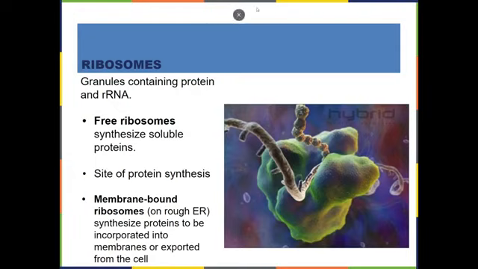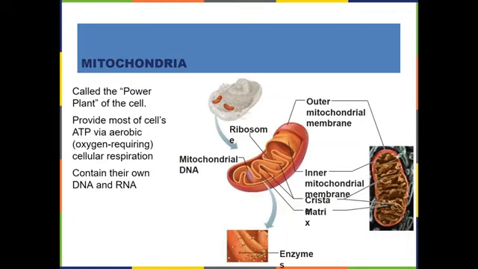Here's the basic structure of a ribosome. It has two subunits. Remember, some are attached and some are free, but no matter where they're located, all ribosomes help make proteins, or they're the site of protein synthesis. Mitochondria have two membranes, an inner and outer mitochondrial membrane. The innermost part of a mitochondrion is the mitochondrial matrix, and the space between the outer and inner membranes is the intermembrane space.